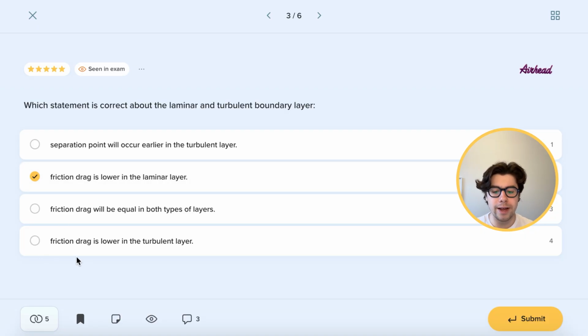Of course, friction drag is lower. This is the opposite and will be equal. This is not true either. Remember, the turbulent boundary layer will also be slightly bigger than the laminar one.